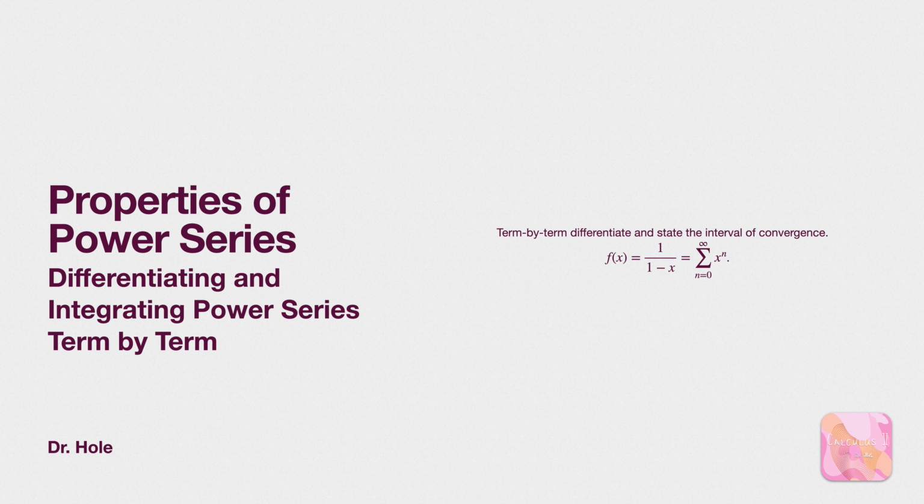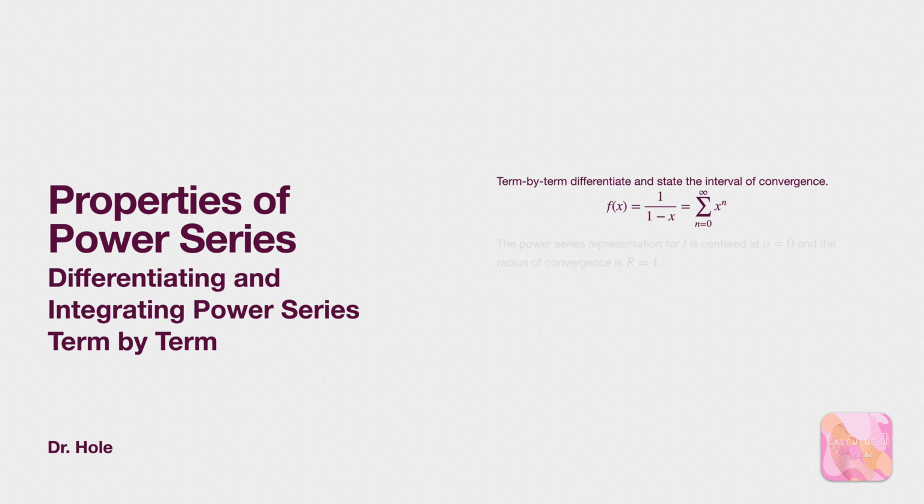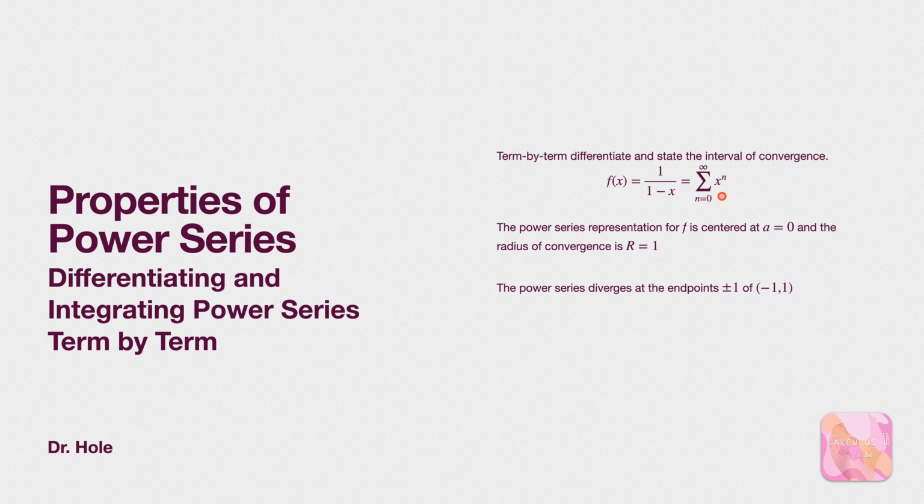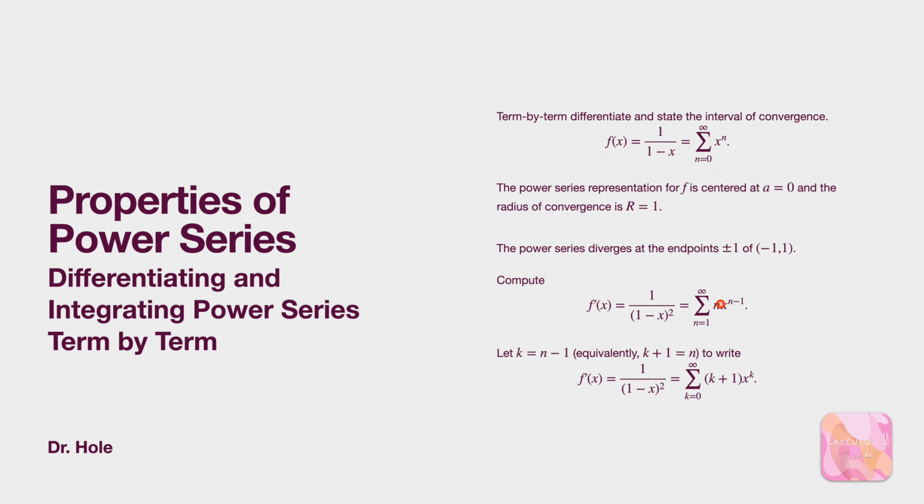All right, so let's go ahead and do an example of that. Let's come back to our trusty 1 over 1 minus x, and then differentiate term by term. Note that f is centered at 0, and that the radius of convergence is 1. Term by term differentiation means that we're going to get the n popping down and the power n decremented by 1. So that's the right-hand side.